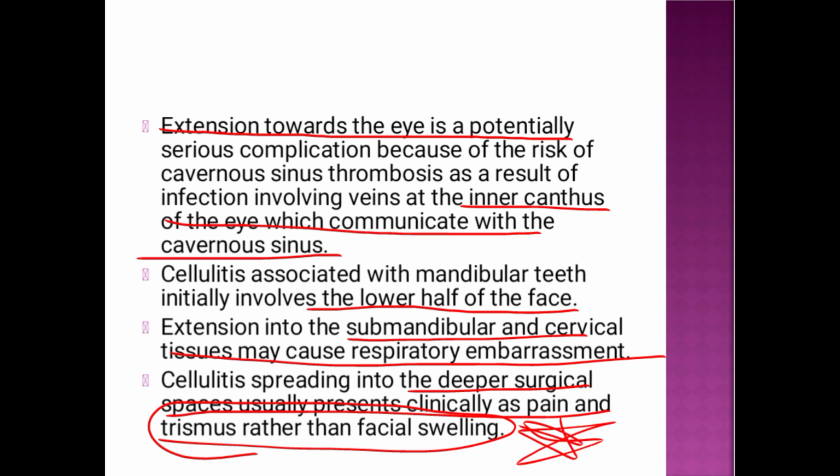The patient will be unable to open the mouth. Number one, it can affect your eye because the cavernous sinus is connected to the inner canthus. Second, when it spreads to the submandibular region, your cervical portion, it can affect your respiration. Third, when it goes to the deep spaces, it can cause pain, but the important one is trismus. The patient will not have facial swelling, but will have pain and trismus. The patient will not open the mouth.